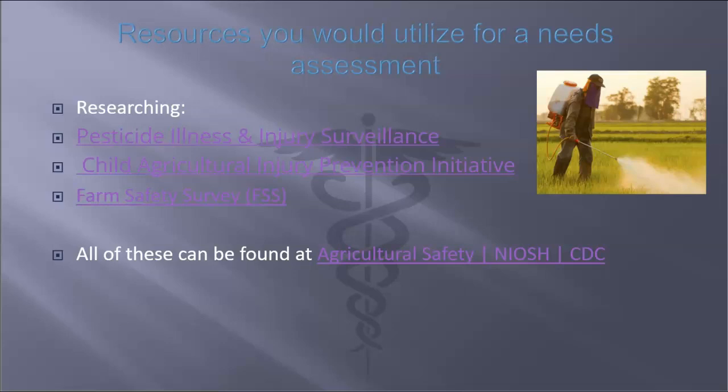Needs for this population include health professionals being familiar with side effects and treatments of pesticide poisoning used in the area. A great way to identify those is to research the common crops grown in the area. We also have educating on the common agricultural injuries in children and ways to prevent them, such as wearing the proper footwear while being outdoors. We also educate on general farm safety for all those who are involved in the agricultural population. All of these can be found at agricultural safety at the CDC site.